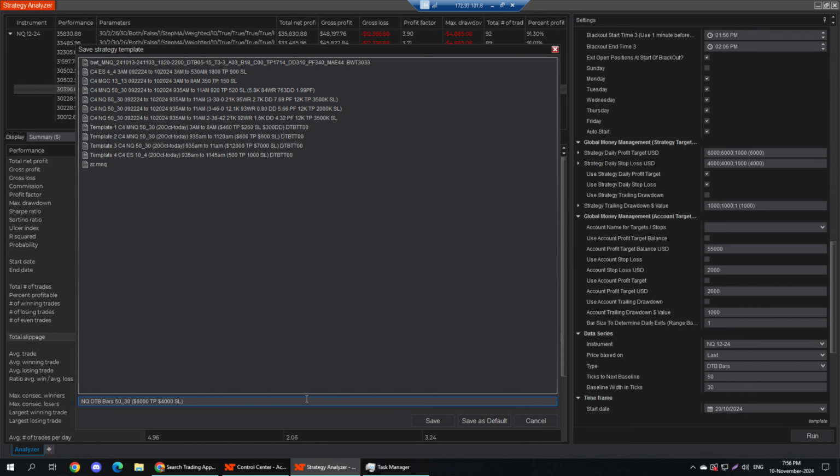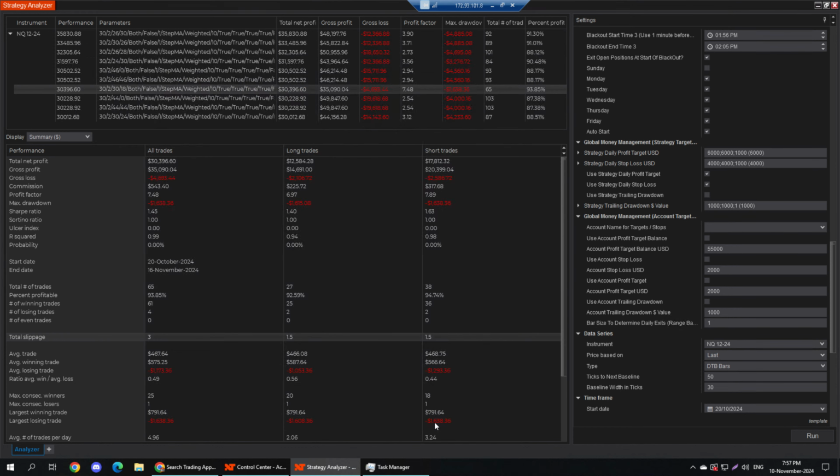And you could also put in here, especially like I said, if you're going to share these templates, you're going to put the dates over there, right? So you're going to put 20 October to today. Okay, so you've created a template now, you've saved it.